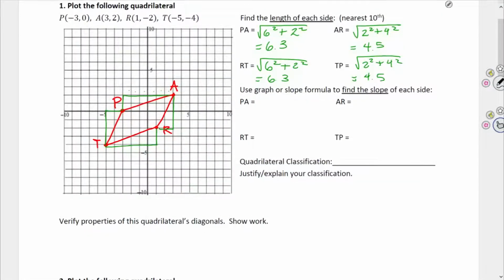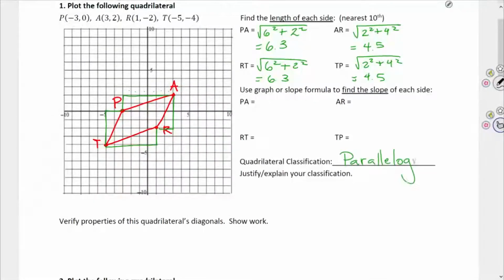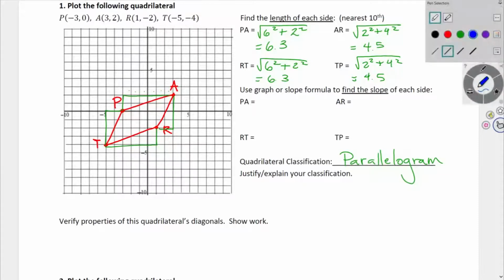Okay, I will find the slope. Let me pause for a second and point out the fact that I already know that this is not a rhombus. Because if it was a rhombus, all 4 sides would be the exact same length. So I already know that this is a parallelogram, because a defining characteristic is the opposite sides have the same length. Okay, I will still find the slopes to show you how to do that.